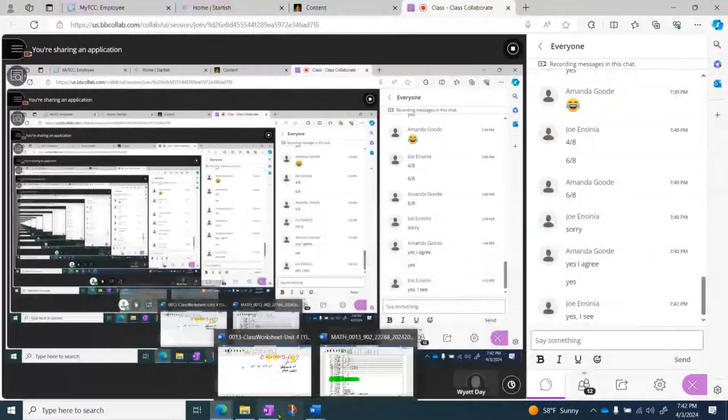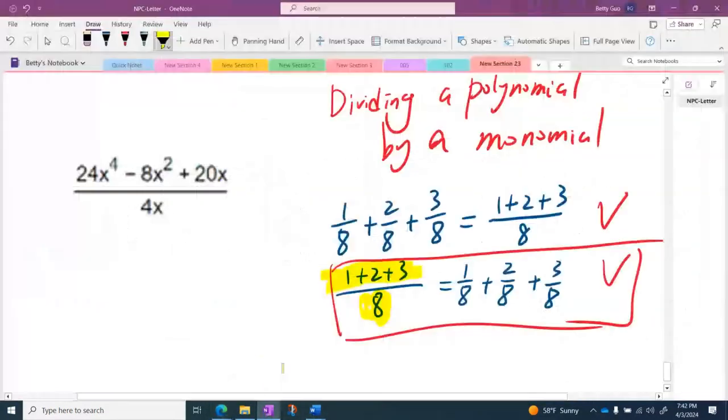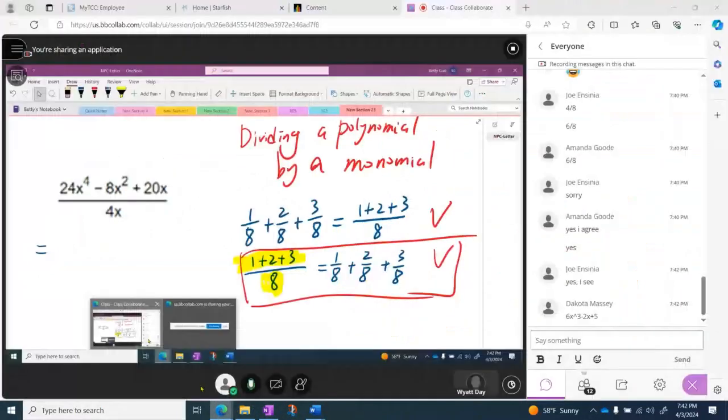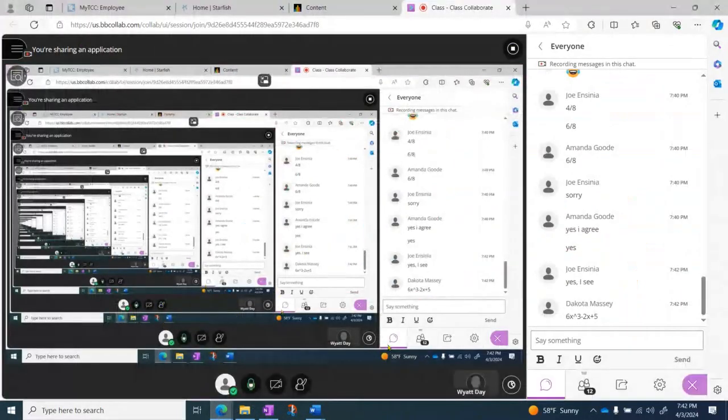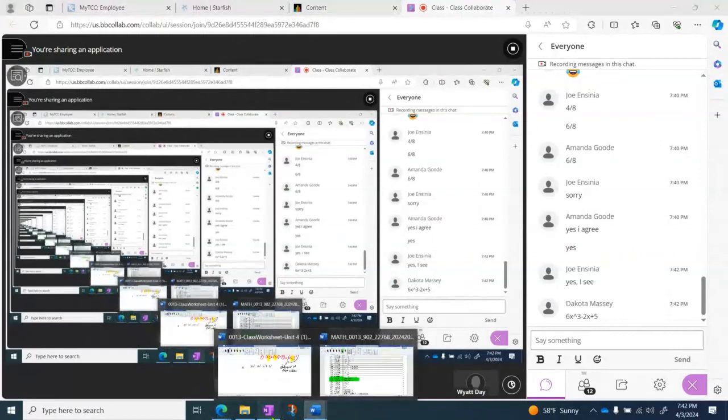Okay, perfect. Thank you, Joe. Then let's apply it. The numerator is the dividend. The dividend has 3 terms. Oh, Dakota already has the answer. I need to do it first.